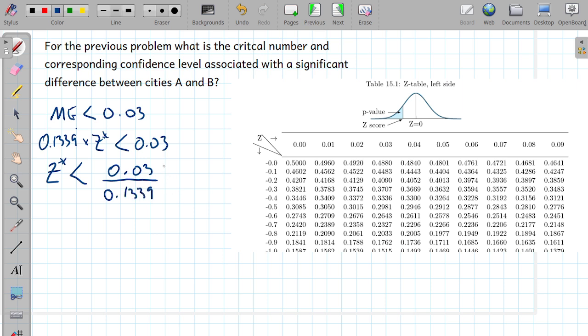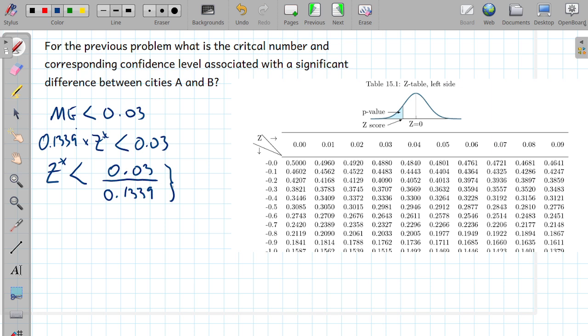So what is this business equal to? Let's find out. I'll grab my calculator here. Now, 0.03 divided by 0.1339. I guess it helps to turn the thing on. I'm waiting here. No, but it's not doing anything. 0.03 divided by 0.1339, and I get 22. I worked this out earlier, and that's not what I got.